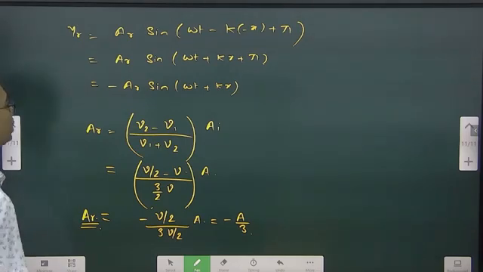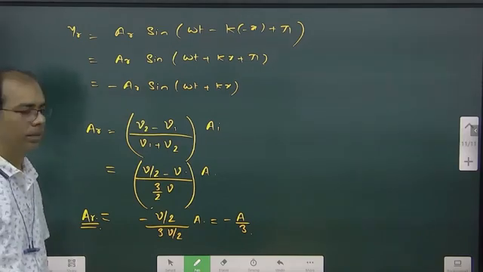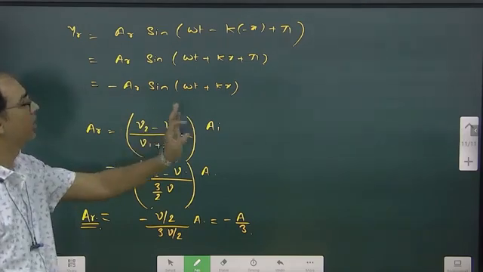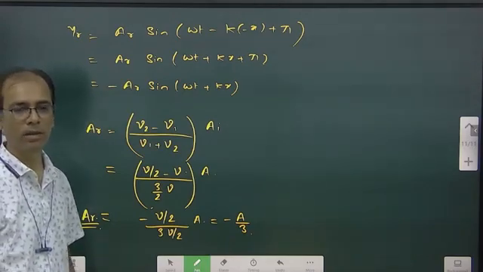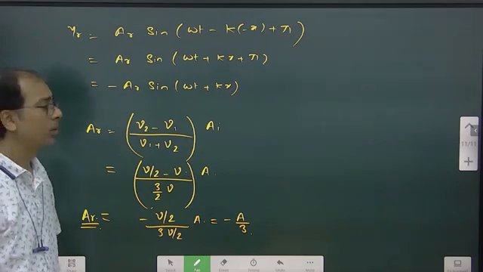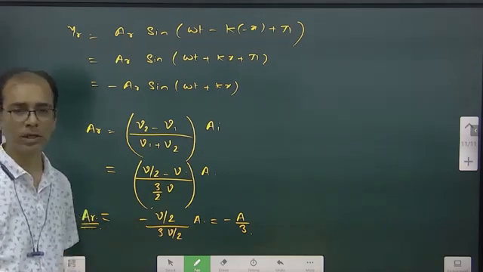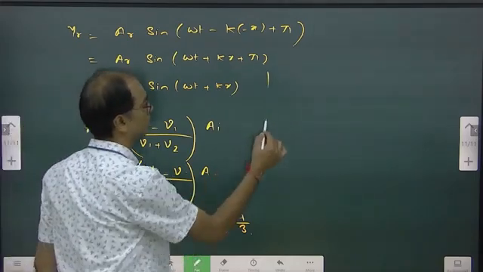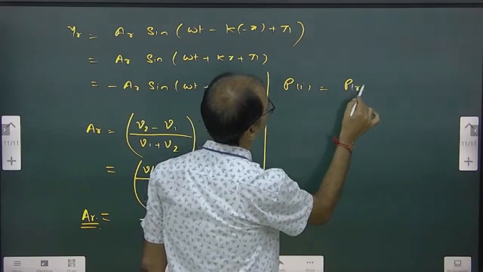So we'll put it over here, A by 3. Right? So A by 3 sine of omega t plus kx. That will be the reflected wave's equation. Now, can we prove in this one Pi equal to PR plus PT? That also we can check. Pi equal to PR plus PT.